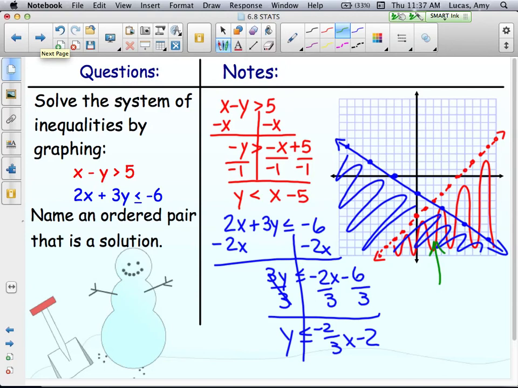So to name an ordered pair that's a solution, I will pick this point right here in my doubly shaded region, and that ordered pair would be (2, -6). So (2, -6) would be one of the solution points. So anything in that shaded region. You could even pick a point that's on the blue line over here, like these points are solutions. You cannot pick one that's on the dashed red line though, because that's open, so it's not including the boundary line.